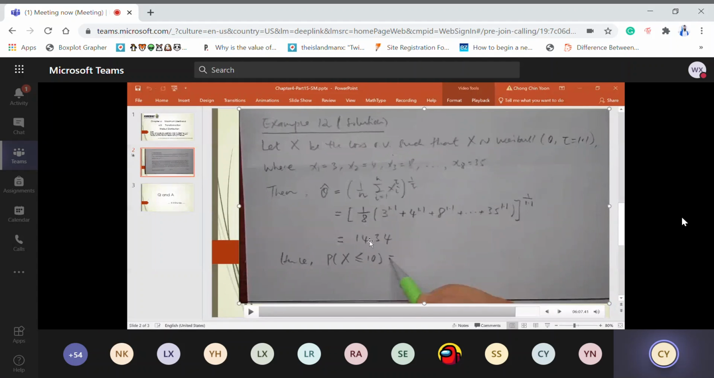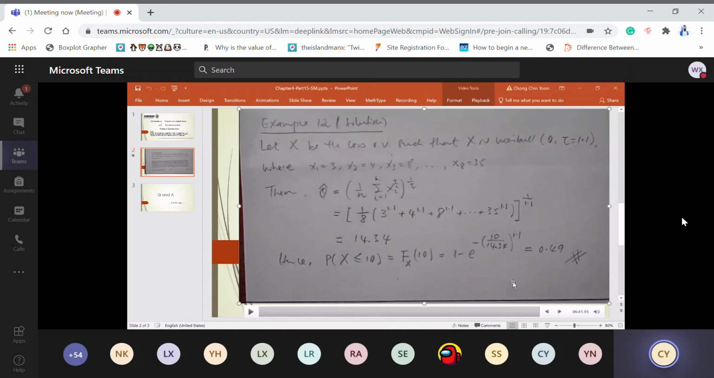This is the parameter value. Then here you can get the CDF from table C under Weibull. You will solve the problem. The chance is about 50%. So this is your Weibull.